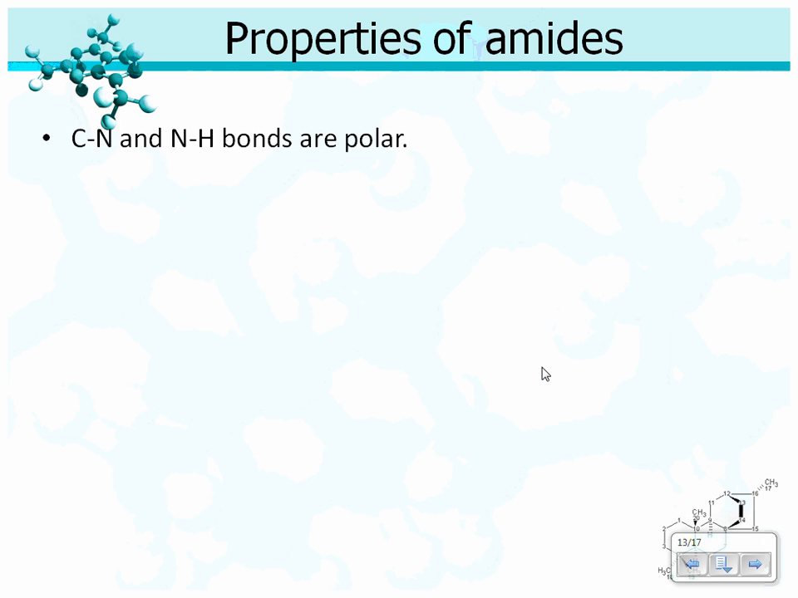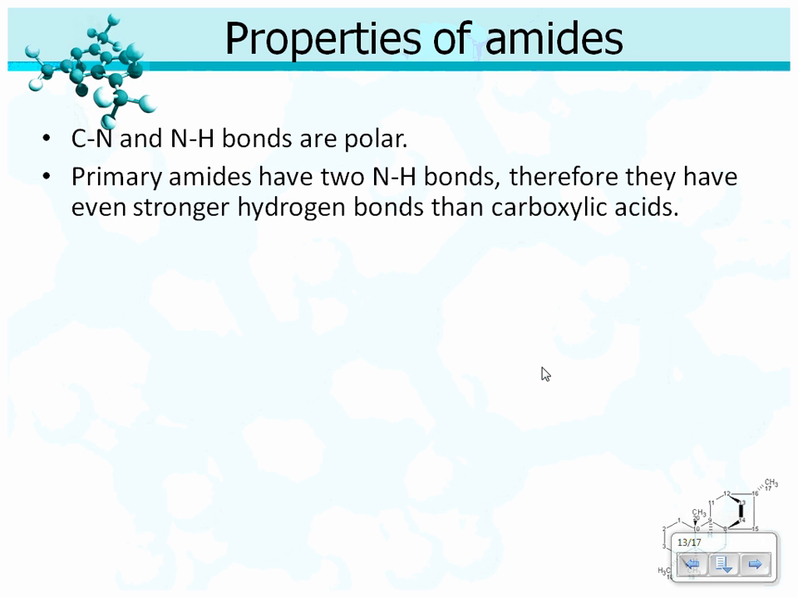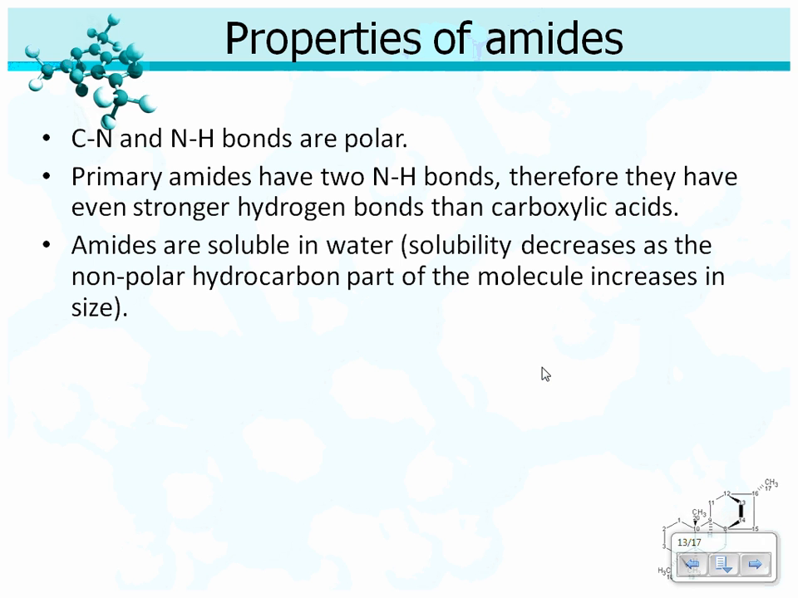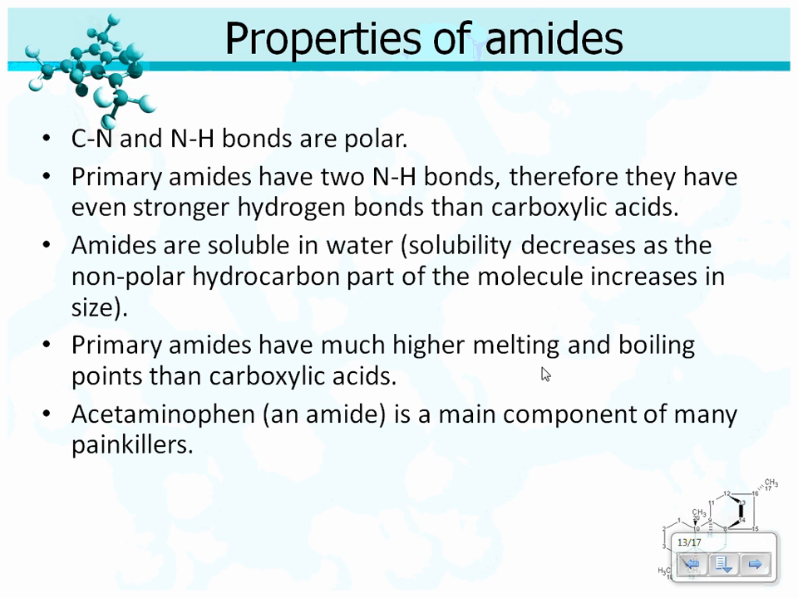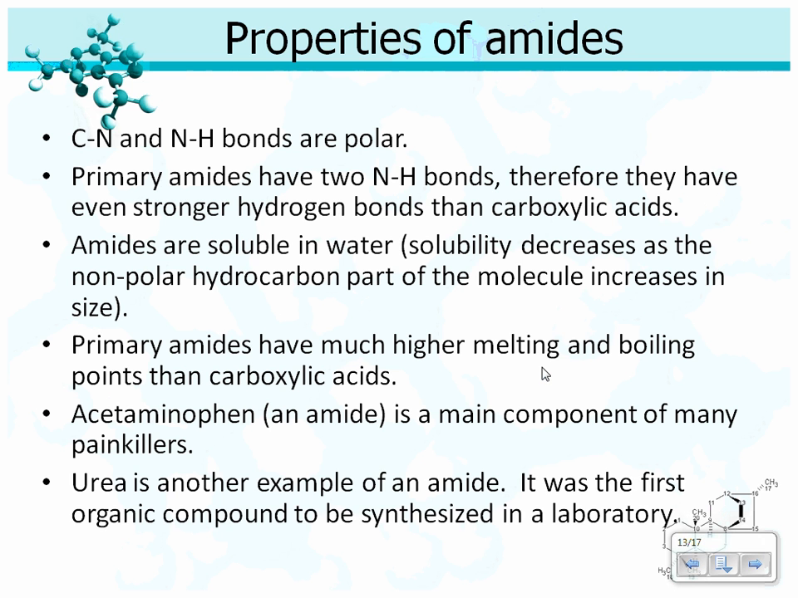Properties of amides. We have very polar bonds again. Primary amides have 2 NH bonds, so therefore they're even stronger hydrogen bonds than carboxylic acids. Amides are very soluble in water. Primary amides have much higher melting points and boiling points than carboxylic acids, so they're actually the highest. Acetaminophen, which is a common painkiller, is an amide, the main component of many painkillers. Urea is another example of an amide. It was the first organic compound to be synthesized in a laboratory.